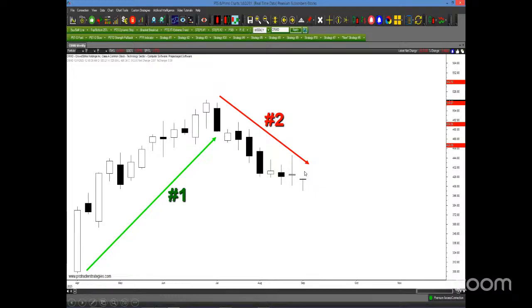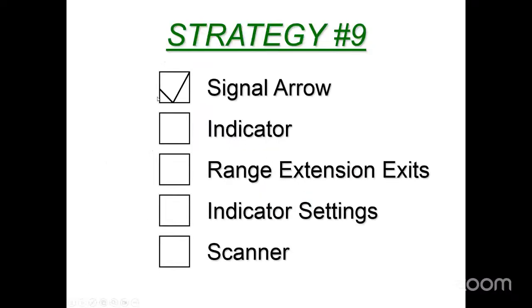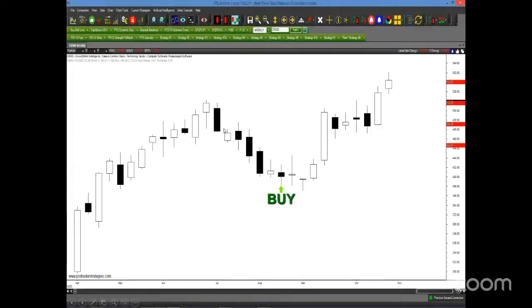And then we're followed by phase three. So you want to be able to buy somewhere here at the end of phase two. The only trouble is it's very difficult to determine when phase two is going to end. That's the beauty of Strategy 9, because all you have to do is click it on. Once you find out that you're in phase two, which we teach you what to look for, click on Strategy 9, click on signal arrow, and it will tell you a high probability buy setup.